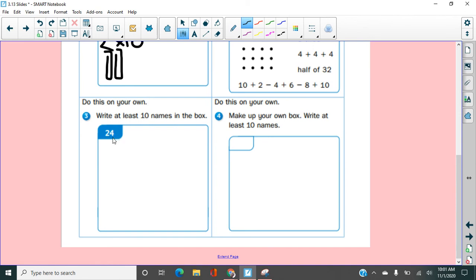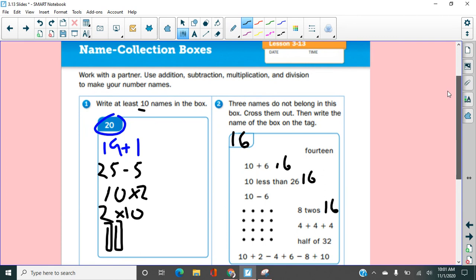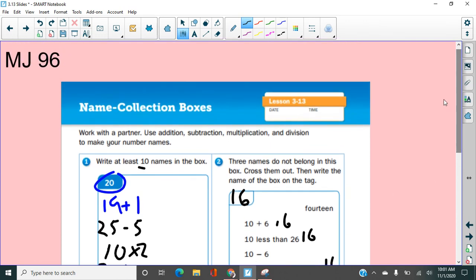To find 10 names that equal 24. And then you get to make up your own box, right? You get to decide what number goes here, and you're going to fill with 10 names. Remember, you can use addition, subtraction, multiplication. You can draw a picture. You can see the words here. Sometimes the words are good. Oh, there's 14. Well, that doesn't go there, right? So this is our page today. It is page 96, and this is the page you are completing.